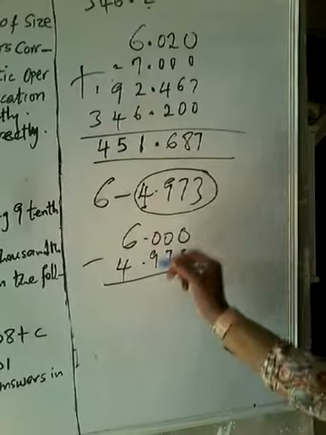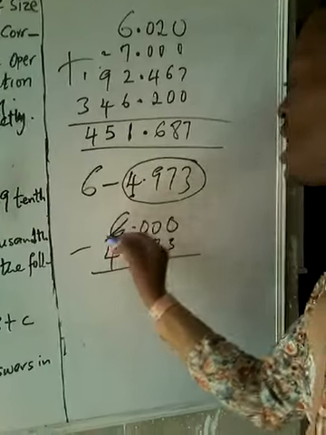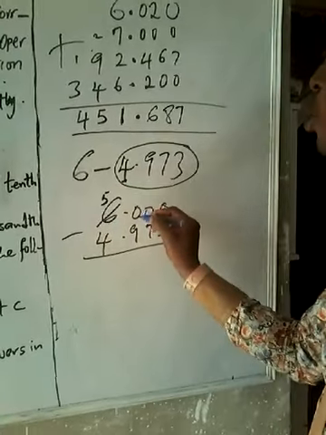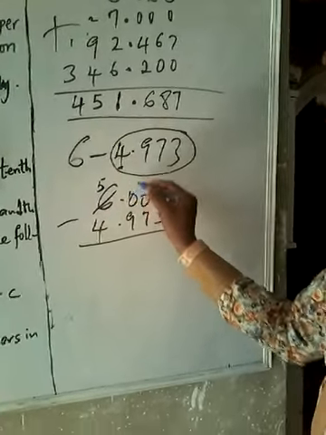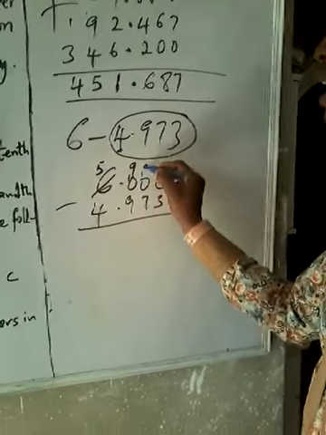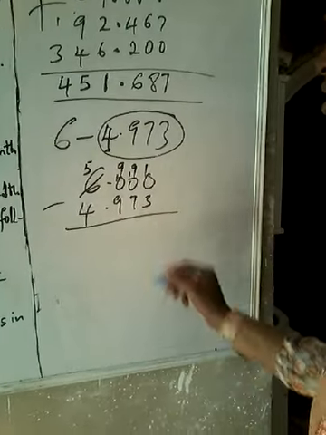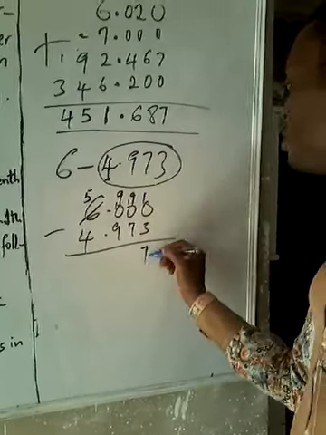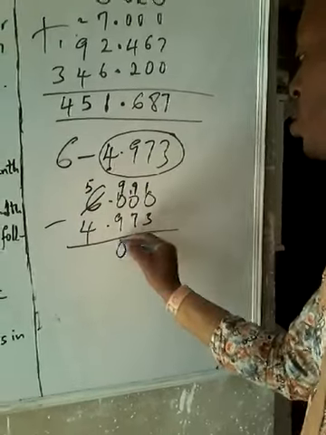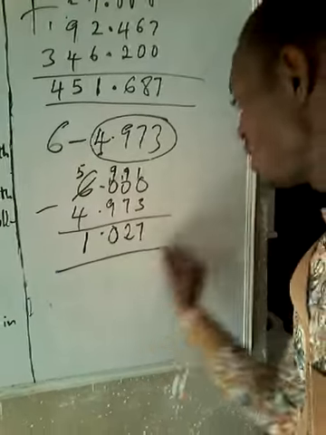And you know how to subtract. At this level, you know 0 minus 3 is impossible. So you take 1 from here, it will remain 5. Bring the 1 here, it will be 10. Take 1 from here, it will be 9. Bring the 1 here, 10. Take 1 from here, 9. Bring the 1 here, 10. And then you can now subtract. 10 minus 3 will give you 7. 9 minus 7 will be 2. 9 minus 9 is 0. 5 minus 4 will give you 1. This will be your answer.